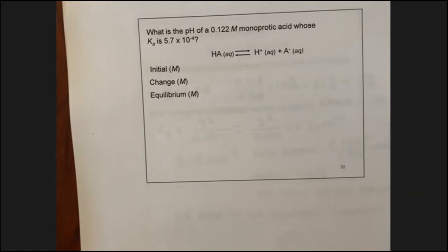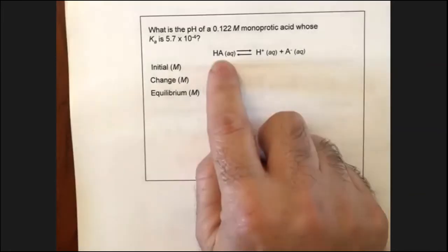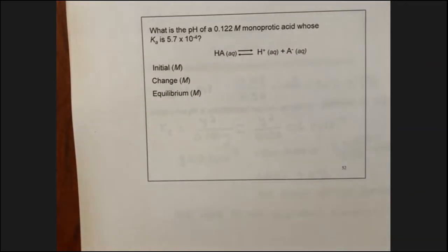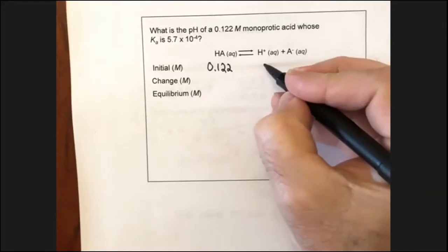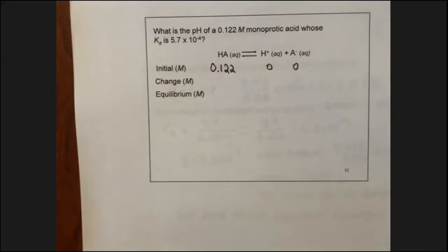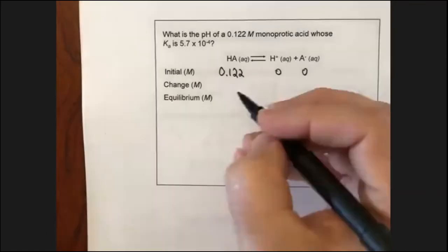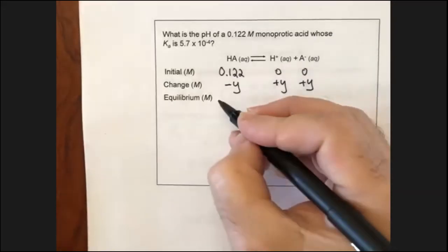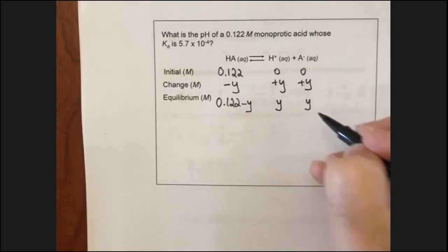So we're going to solve this problem. I've already set it up here. You have the ionization, and again, I'm using HA here to symbolize the acid. We're going to do the initial, change, and equilibrium, in other words, the ice table. So let's start out by writing out what we have. We have the molarity that is given to us, 0.122 molar. And of course, we're starting at zero for our H plus and our conjugate base. We're going to have a change. I'm going to use the letter Y again to represent that change, so that we end up with 0.122 minus Y molar acid, Y molar hydrogen ions, and Y molar of the conjugate base.